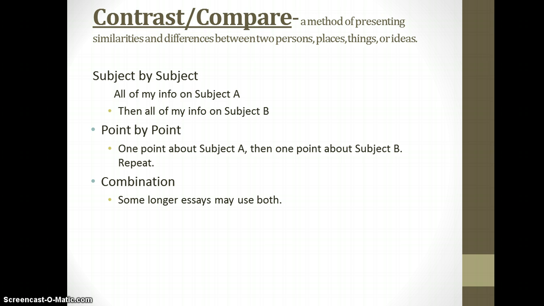You can do subject by subject, in which you might have several paragraphs on subject A and then several paragraphs on subject B. You might do a point by point compare and contrast, where you make one point about subject A, and in the next sentence or paragraph you make the next point about subject B, and repeat, or a combination. Oftentimes longer essays use both styles.